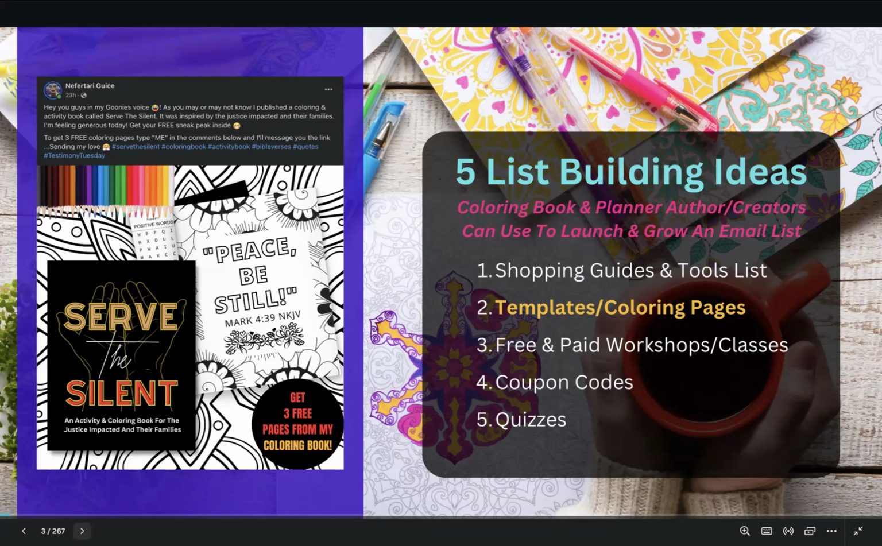I suggested she use those as a part of her lead magnet because people who are perhaps thinking about the subject around your book, but aren't quite sure they want to buy it yet, the sample pages could give them a taste of what the book is about. So I highly recommend any kind of templates, any kind of coloring pages. If you do word search, you can give away word search pages. There's a lot of options. You could even combine some of these, maybe the shopping list or tools guides with templates and coloring pages.